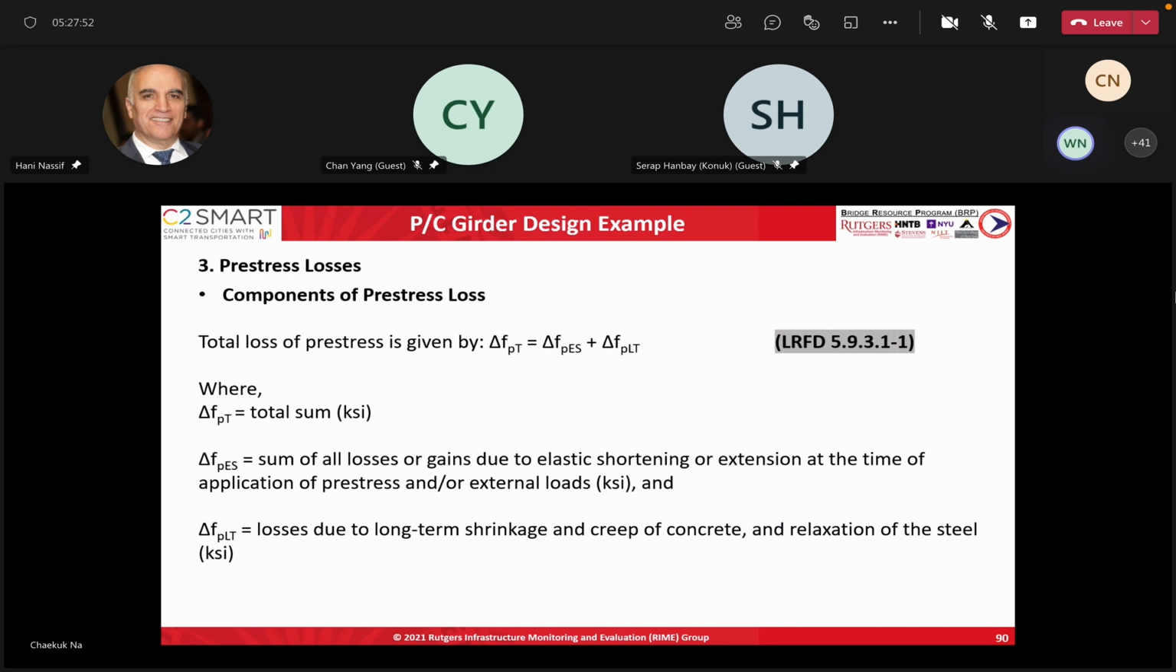Now, there are many ways to compute the pre-stress losses, but this is the simplest way, presented by AASHTO. The total losses are the sum of the immediate losses by elastic shortening of the member when it is compressed, added to the long-term losses from shrinkage and creep and relaxation of steel.